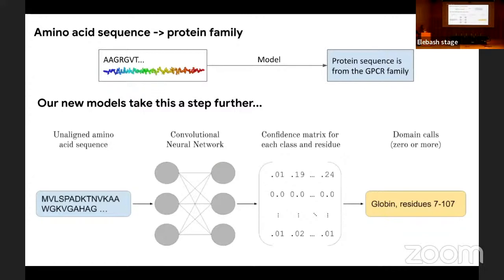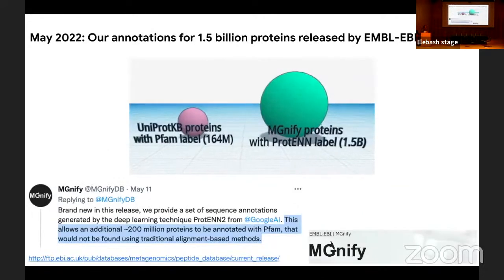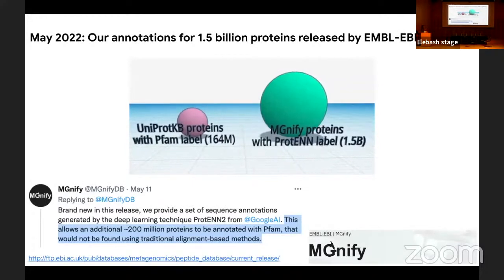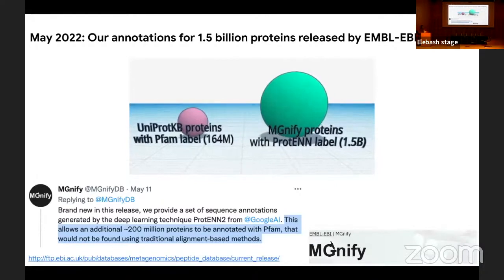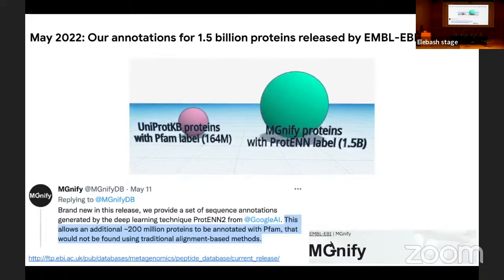We've used a very, very simple approach to start with, which is simply that we make a prediction for every single residue in the full sequence rather than working with the pre-cut domain. We find that if we do that, then we do a really good job of finding the domain boundaries accurately. That means we can perform the whole task, which I think is an important modification. We were able to use this approach in collaboration with the MGnify database at EBI, which is the metagenomic database, which has something like 2.8 billion sequences in it. We were able to provide labels for 1.5 billion sequences, which was about 200 million proteins more than they could annotate using the approaches they had.